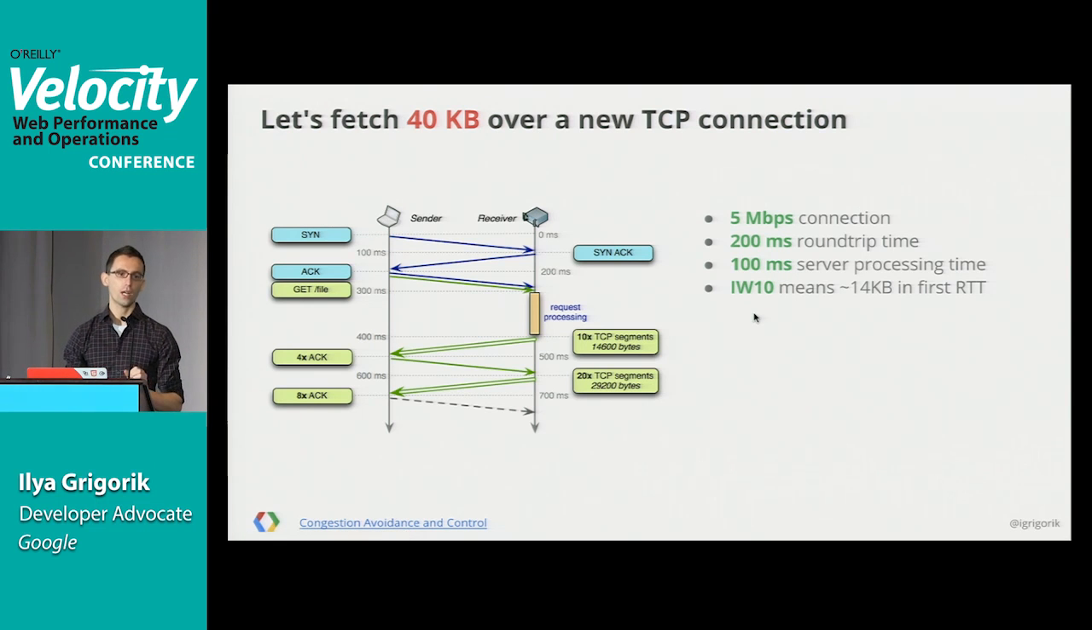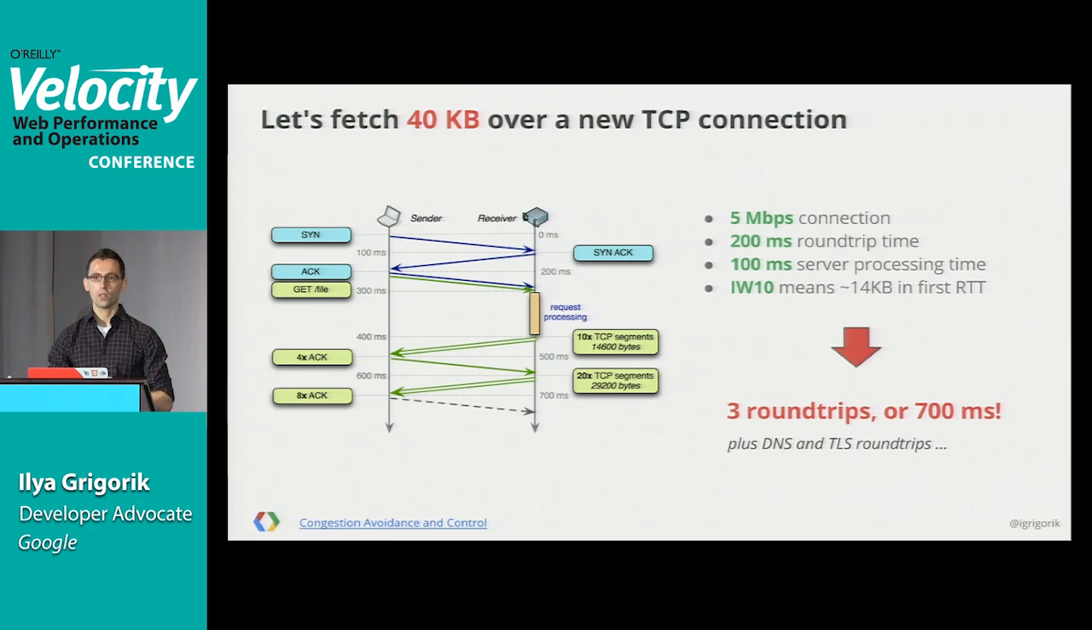The request processing happens, and then we can send. I'm assuming that you're using the latest Linux kernel, which actually initiates the connection with 10 network segments. And 10 network segments works out to be roughly 14 kilobytes of data. So the server can send 14 kilobytes of data, and then it has to pause. We want to fetch a 40 kilobyte file, but we only send 14 to the client. The client acks those packets, and only then can we dispatch the rest of the data. So just to fetch 40 kilobytes, we have three round trips, which will take 700 milliseconds of time.